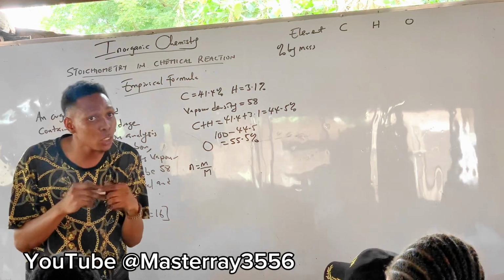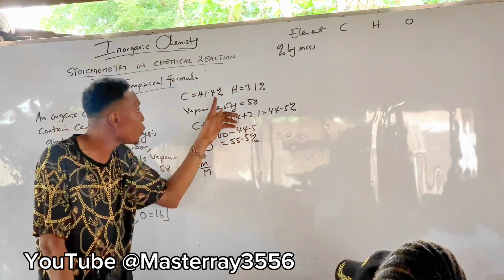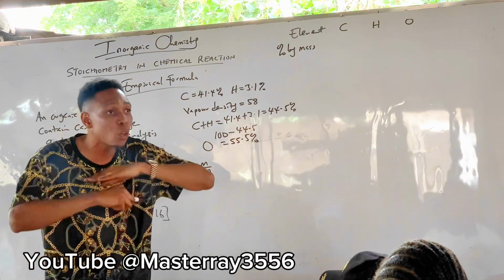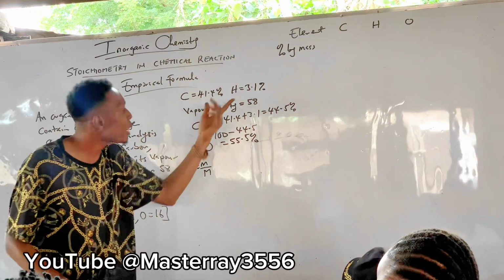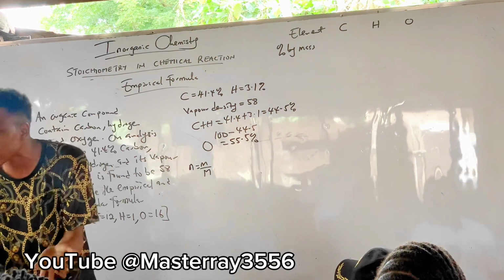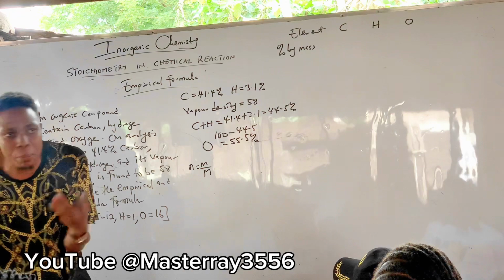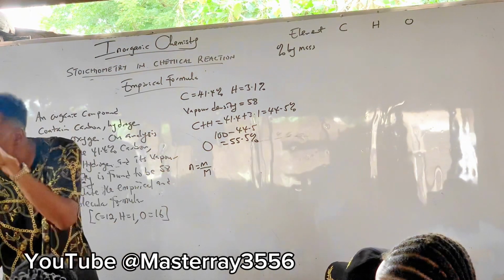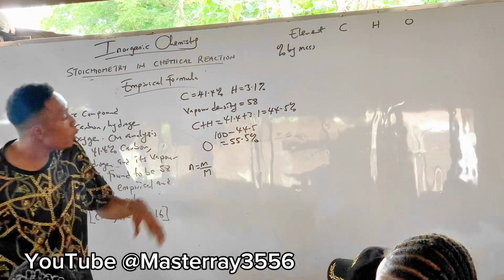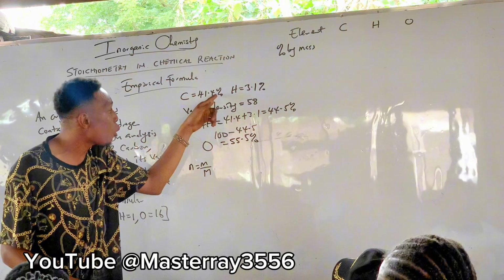Maybe yours, they might not give you in terms of percentage. They will just give you in terms of grams, which is mass. Are you getting me? If you are given in terms of mass, there is no need for adding up and subtracting. The main reason why we added up and subtracted is because it's percentage, and percentage is 100. Is that clear?